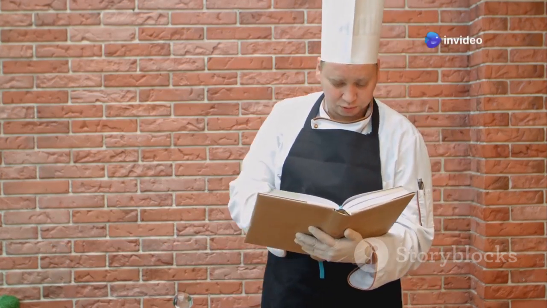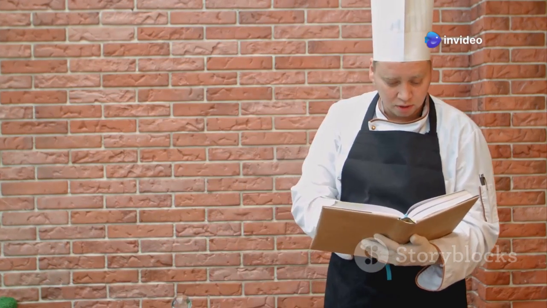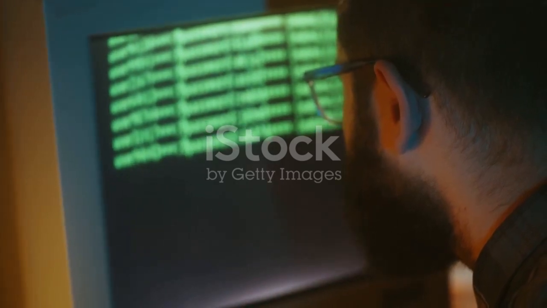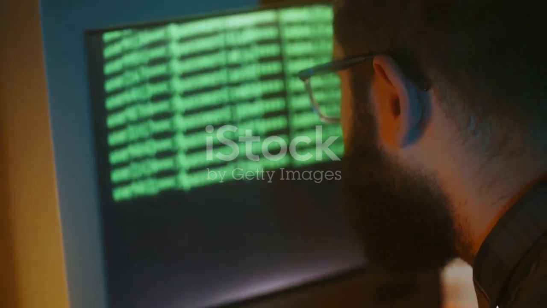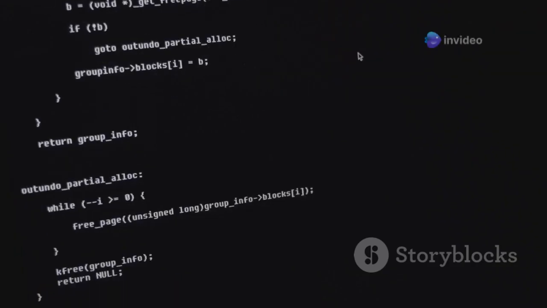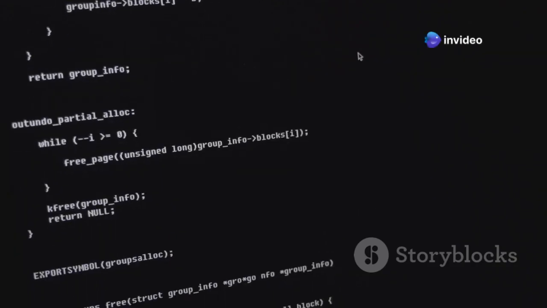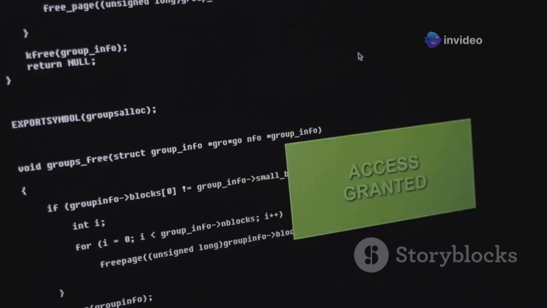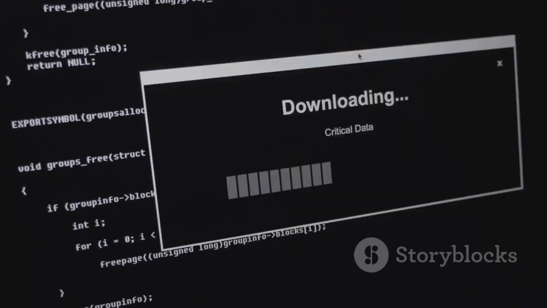Just like a chef's recipe card contains ingredients, cooking time, and temperature, a PCB holds a wealth of information about a process. Let's delve into some of the key components and their significance. Process ID. This is a unique identifier assigned to each process, much like a passport number. It helps the operating system distinguish one process from another.